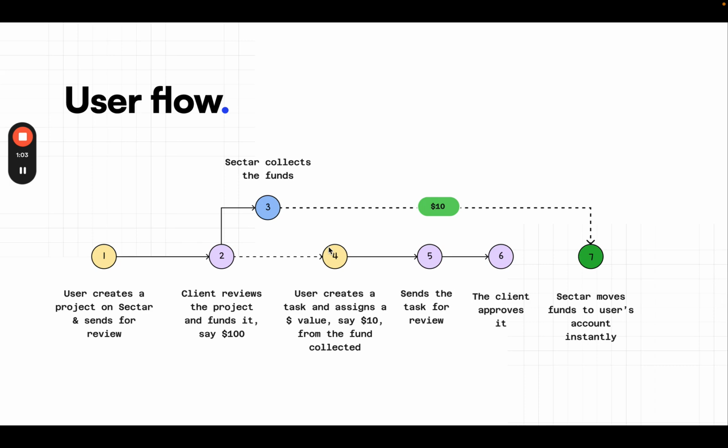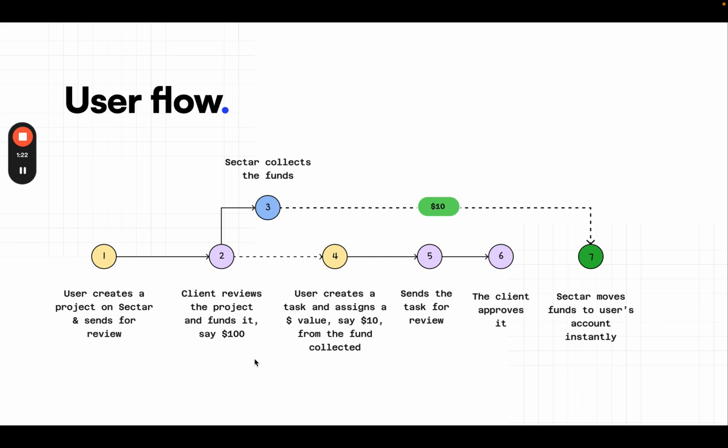Think of Sector as a better way to get work done and get paid for it. With Sector, a user creates a project and sends it for review. The client reviews the project and funds it, let's say $100 for now. These funds are collected by Sector and held in an escrow-like account.